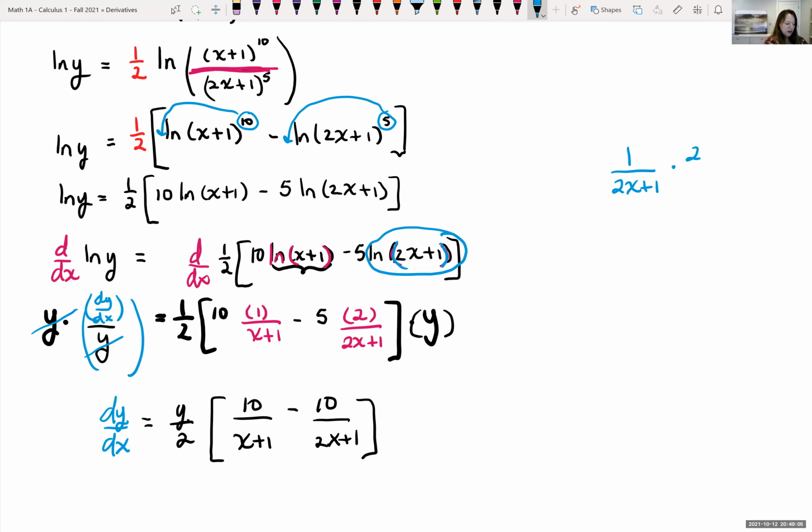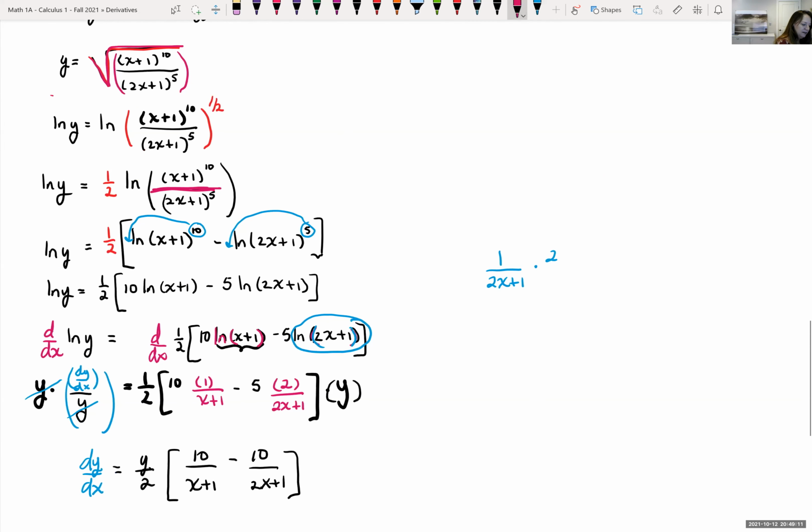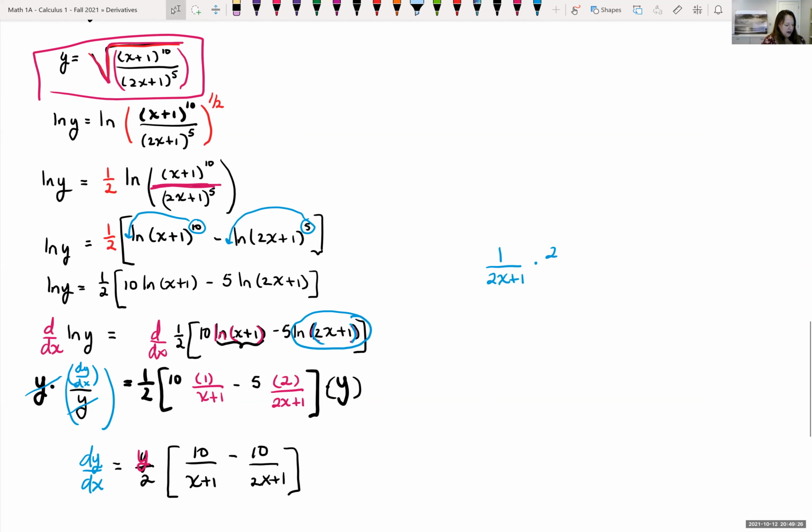Notice that we know what y is. We started with our original problem, what y was, this piece in here. And so over here, we can go back in and replace what y is with that whole original function. Again, I'm not sure how far they're going to take it if they want us to rewrite what's inside that bracket as one single fraction.